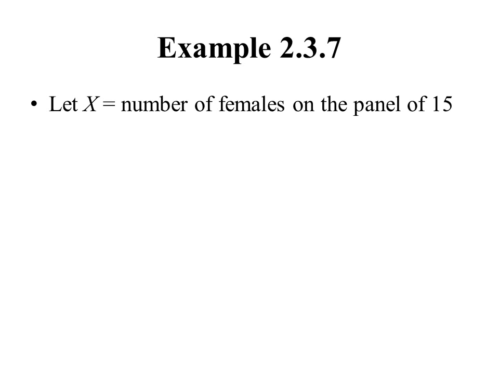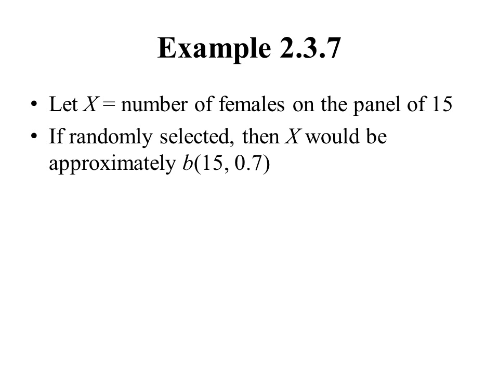Okay. So first of all, let's define our random variable. Let X equal the number of females on the panel of 15. We define this random variable because that's what we're interested in, the number of females on this panel. Now, if the students really were randomly selected, then X would be approximately binomial with 15 trials and a probability of success of 0.7. In this case, the success is getting a female. If randomly selected, that probability should be 0.7. We have 15 trials, so X is binomial.